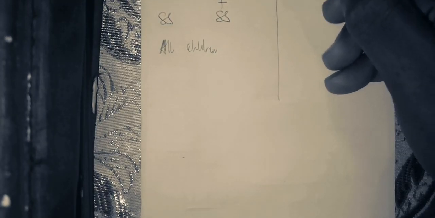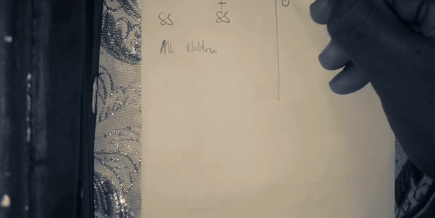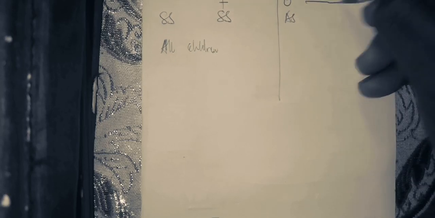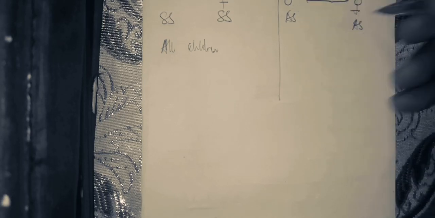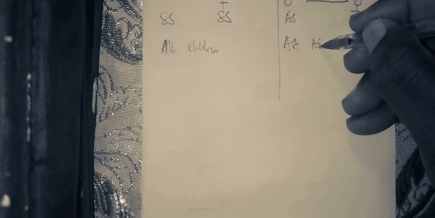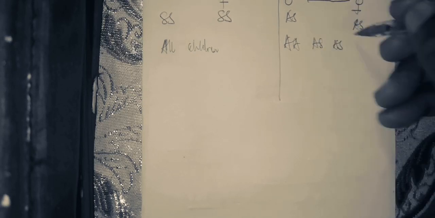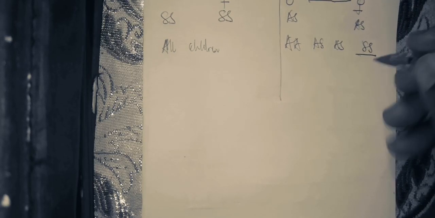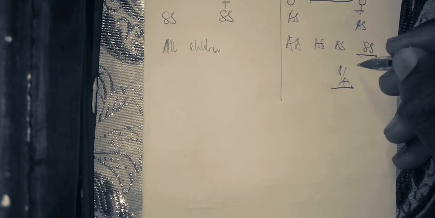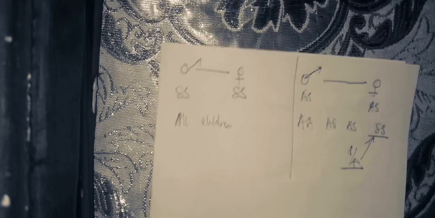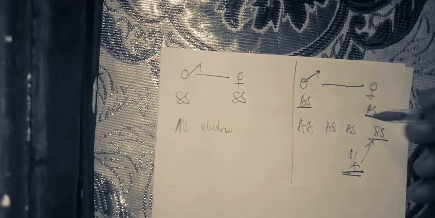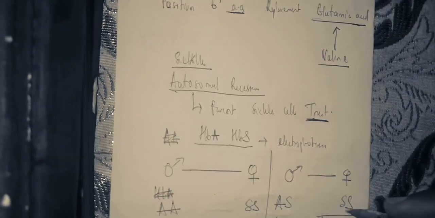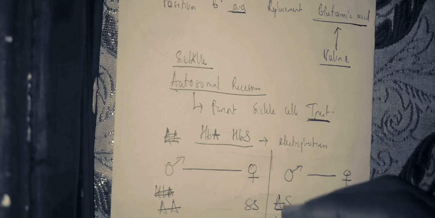And then the last one is when you have a male that is AS and a female that is AS also. You're going to have AA, then you are going to have AS, two of them which are AS, and then one of them is going to be SS. So 1/4 of the children in this family can be sicklers. That's why every time that you have sickle cell trait, it is advisable to do counseling prior to marriage. Is it clear?